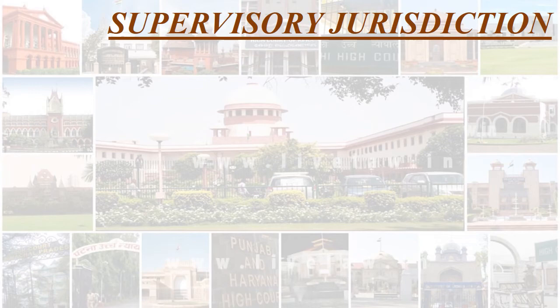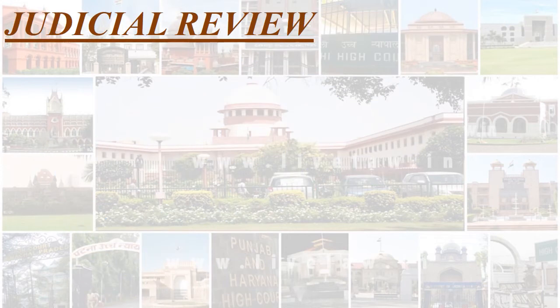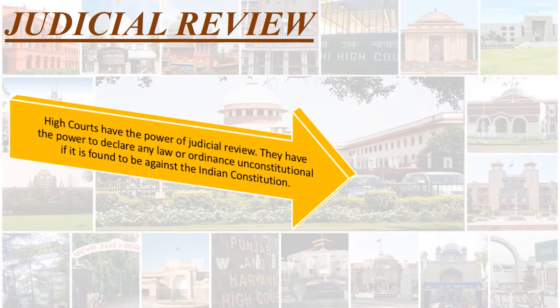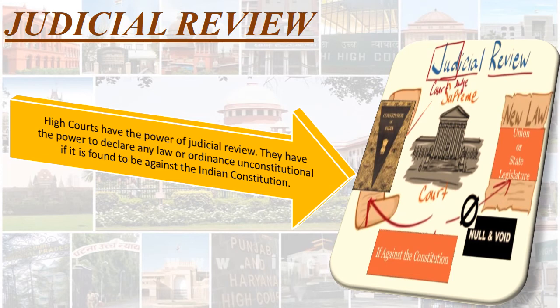Next, we are moving to supervisory jurisdiction. Every High Court supervises and controls the functioning of lower courts and tribunals in the state or union territory except military courts. Going ahead with judicial review, the High Court has the power of judicial review like the Supreme Court. If the High Court finds that a particular law issued by the state legislature or an executive order is going against any provision of the Constitution, it can declare that particular law or order null and void.